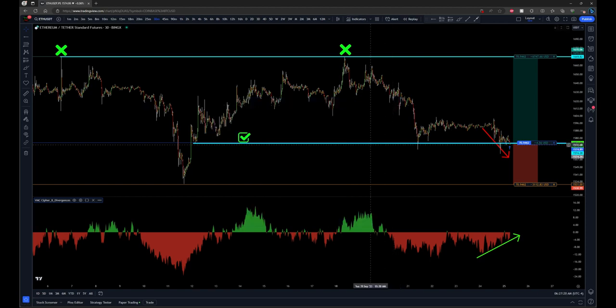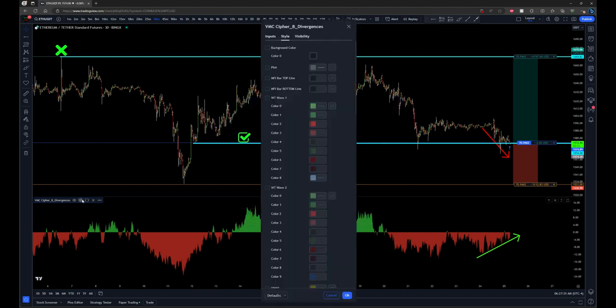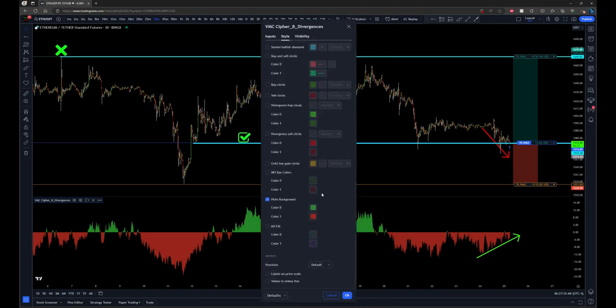really popular indicator. What I've done with it in the settings is just change the style. I got rid of everything except for the plots background for the money flow.